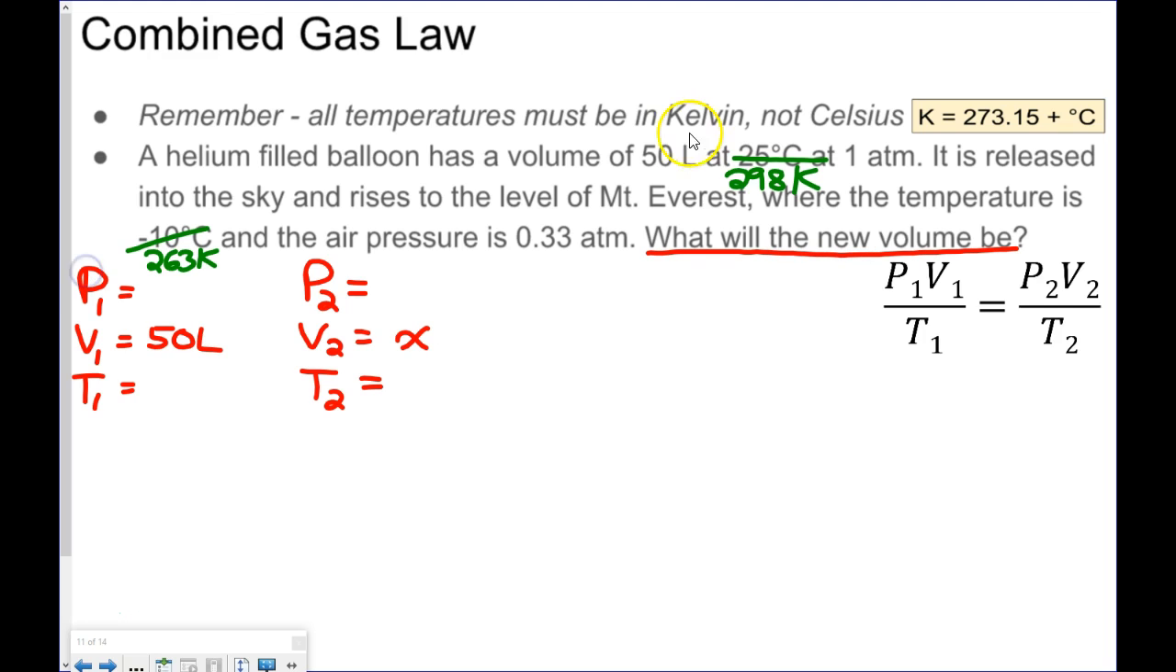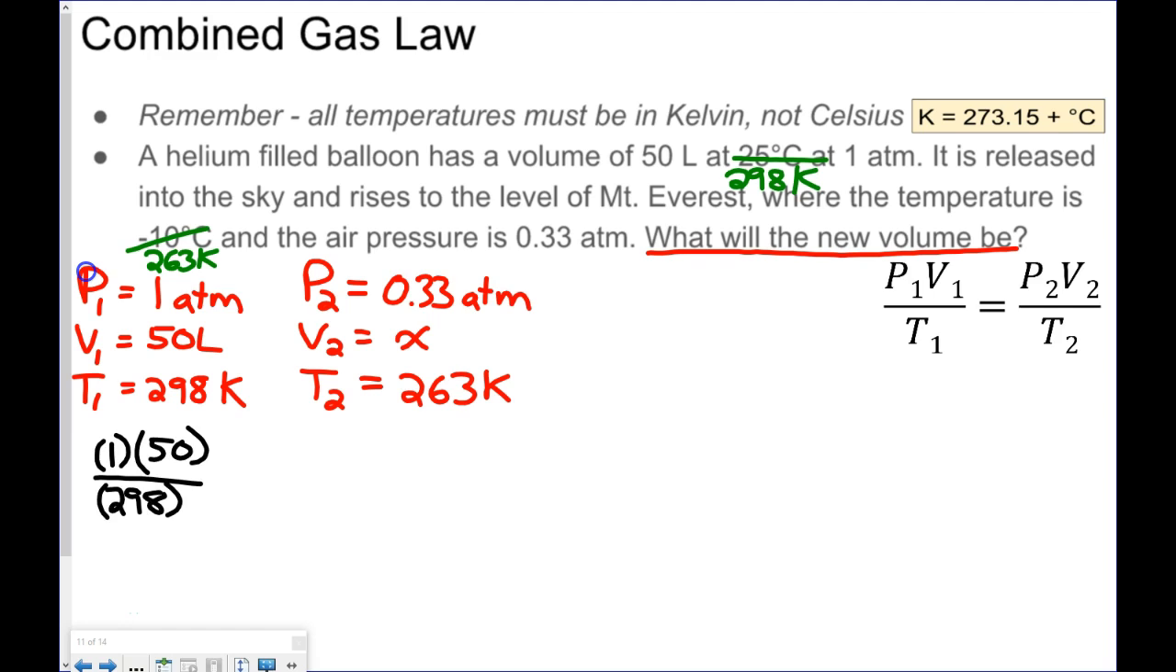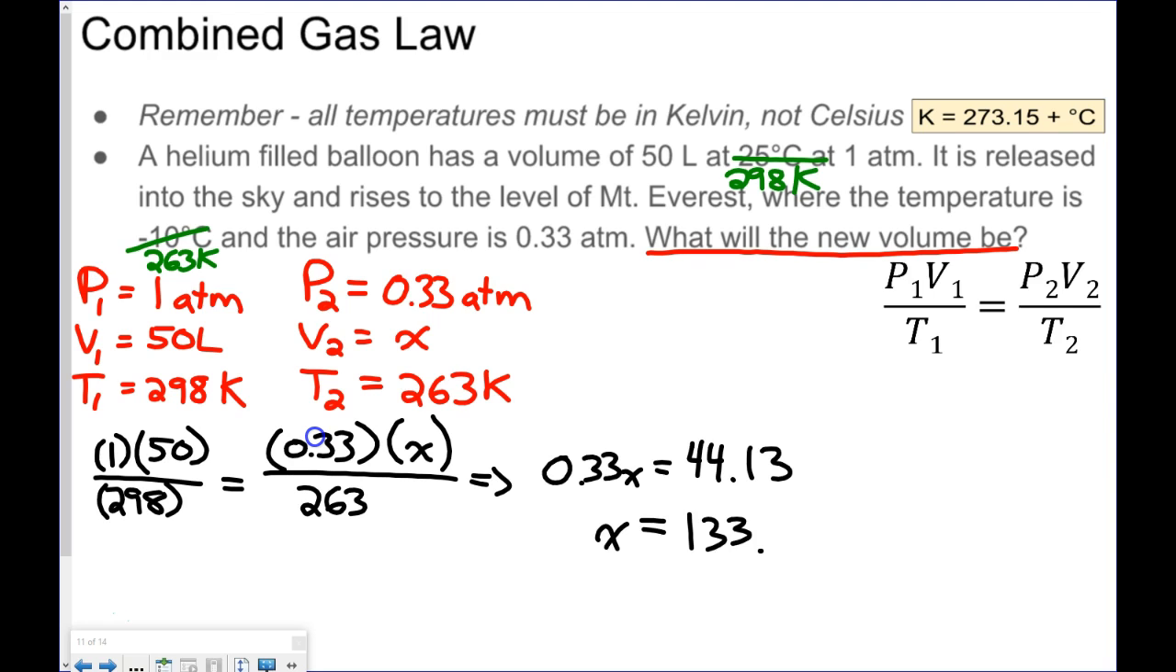My new volume is going to be my unknown. I started with 50. Don't know what I'm going to end up with there. That's what I'll solve for. I start at 298 Kelvin in 1 atmosphere. I'm going to be ending at 263 Kelvin in 0.33 atmospheres. Solving that out here, cross multiply and divide. Solving that out, 133.72 liters. So that balloon has drastically increased in volume, way bigger than it used to be.